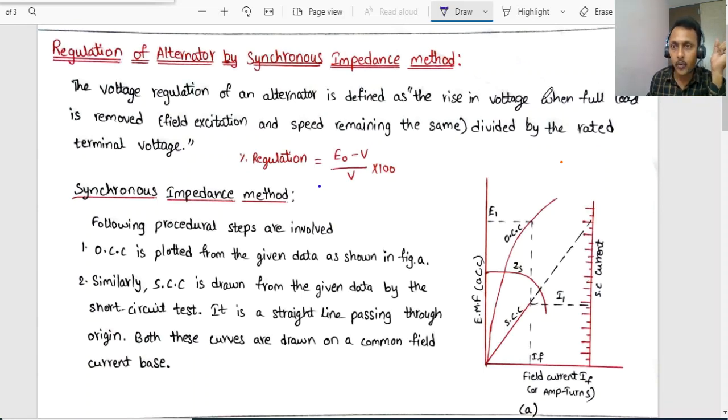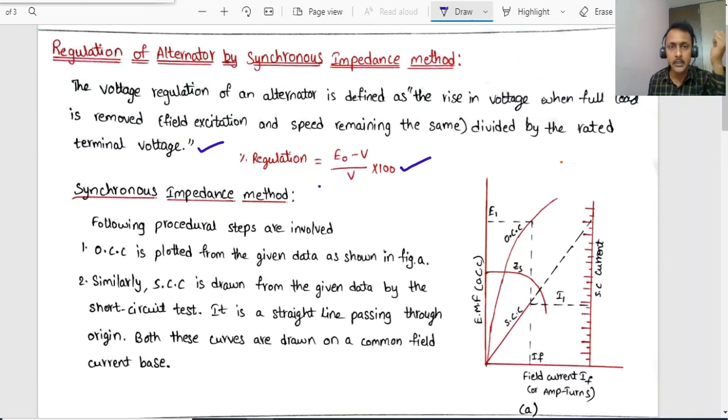Right, now coming to the regulation of the alternator by synchronous impedance method, it is defined as the rise in the voltage when the full load is removed, divided by the rated terminal voltage. So E0 minus V divided by V into 100 will give you the percentage regulation of the alternator using synchronous impedance method.